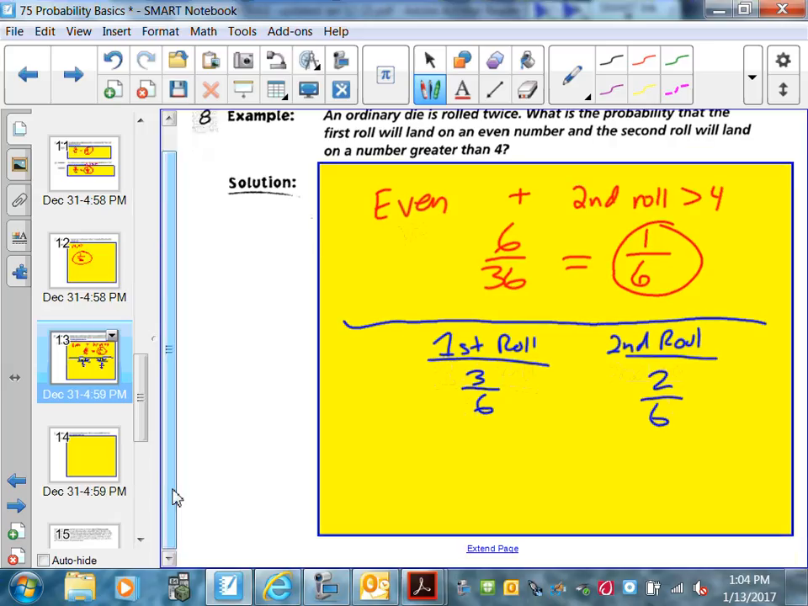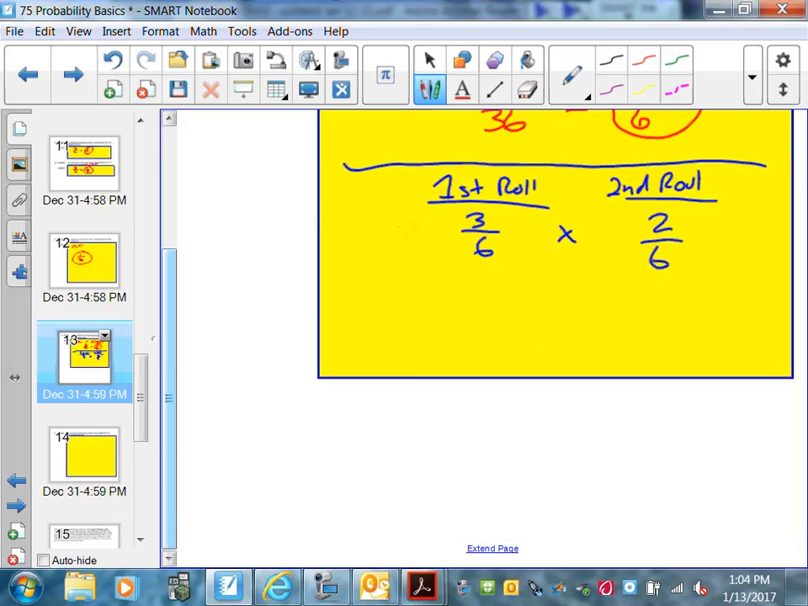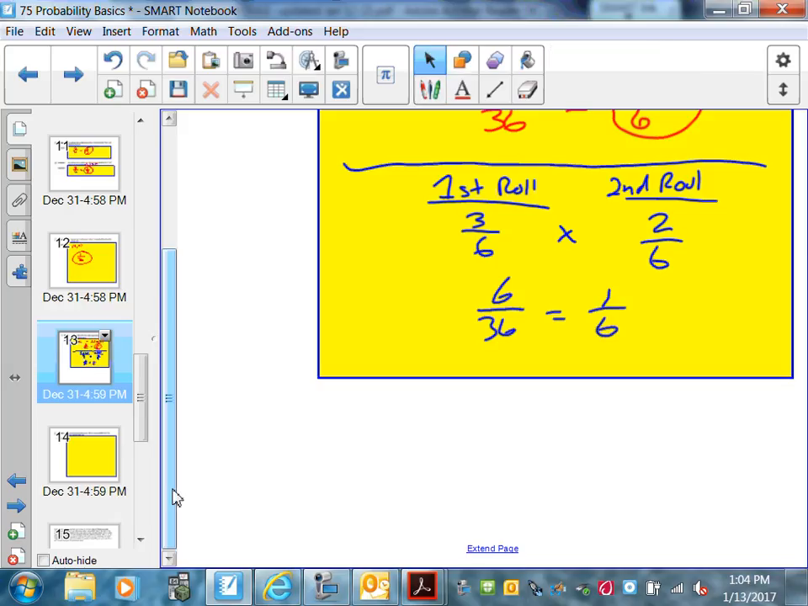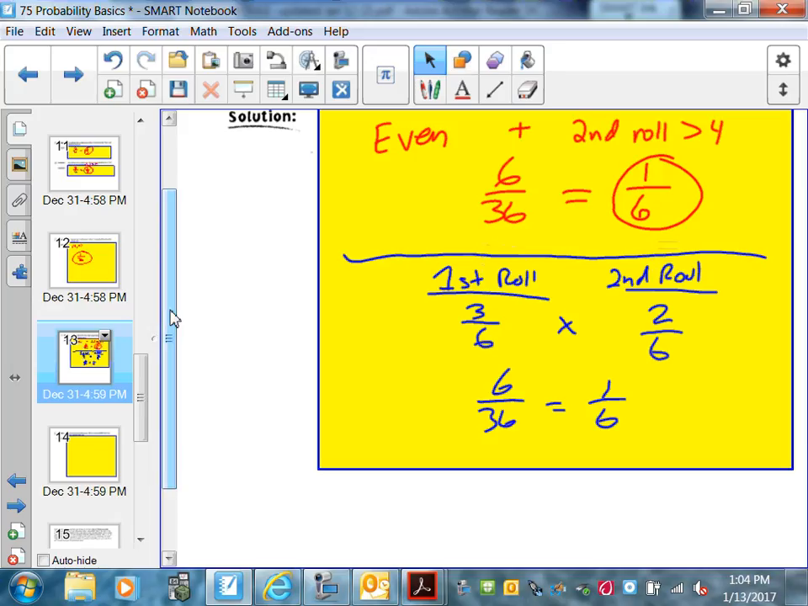What do you do with those two things? Multiply. So this would be 6 out of 36, which is 1 out of 6. That's another way you can do it. No, it has to be bigger than 4. That was the rules. So when you're doing probability, you multiply the probabilities together. If you have multiple probabilities, you multiply them together.